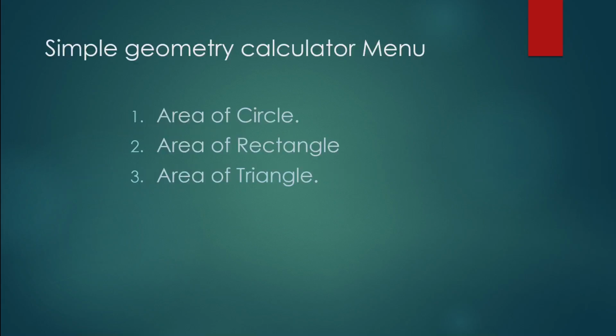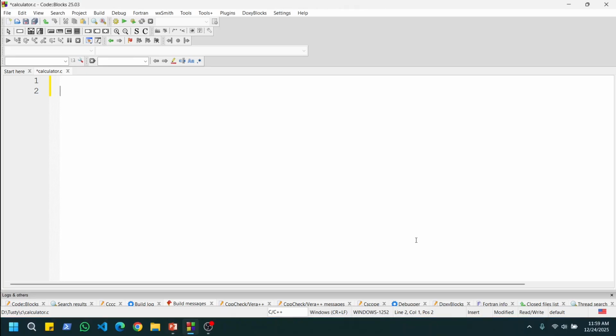In this video, I am going to show you how to create a simple geometric calculator using the C programming language. This program uses a menu system to calculate the area of different shapes like a circle, rectangle or triangle again and again until the user decides to exit. Okay, come to the code.